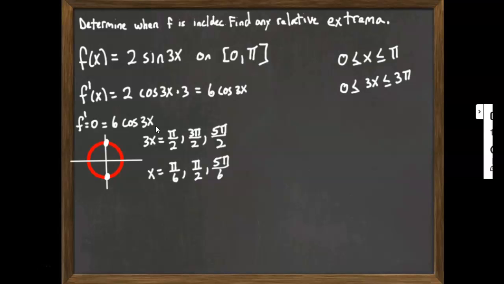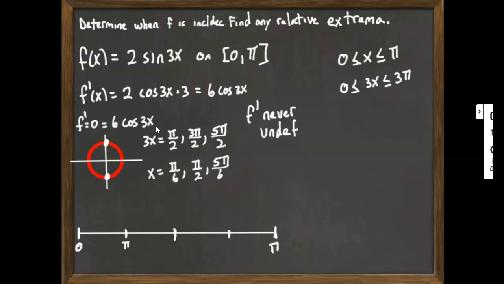We also ask the question, when is f prime undefined? But the cosine is defined everywhere, so f prime is never undefined, so that's not going to be a problem for us. So at this point we have 3 critical values. So let's go ahead and plot every one of those on a number line. And then we need to test a value in each region.